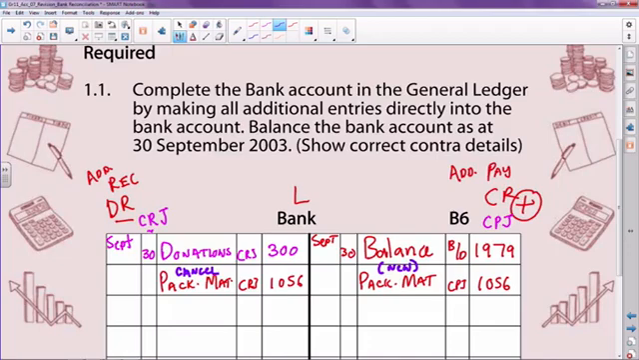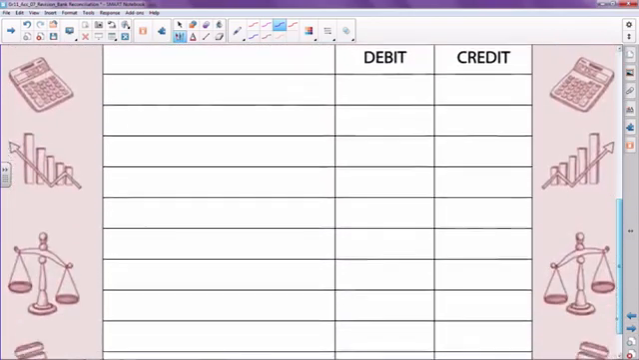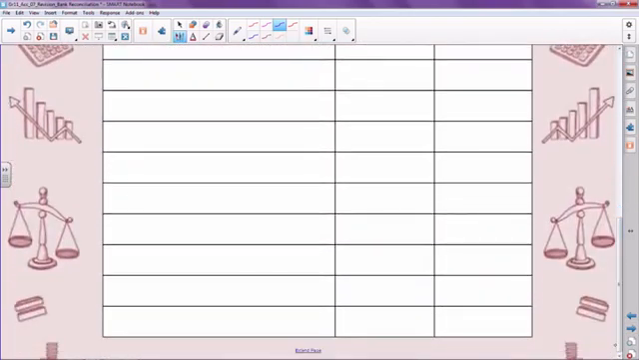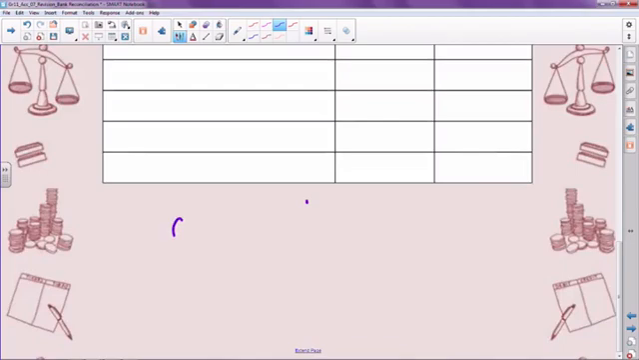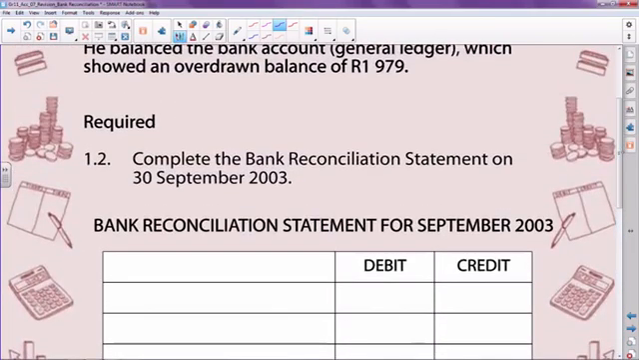Right, where else do I need to show this 1,056? I need to show this in my bank reconciliation statement. I'm not sure at this point where to show it, so I'm just going to make a little note for myself that I've got an outstanding check for 1,056 that I'm going to have to record. So when I get to this part of the question, I can fill this in. Right, let's move on.